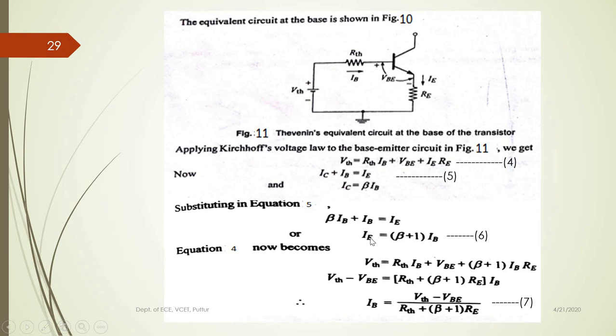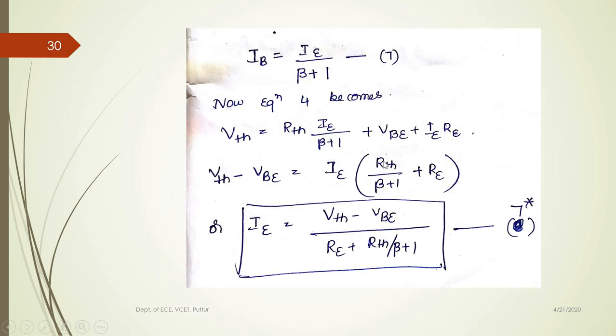Similarly, you can obtain the expression for IE. Wherever IB is there, substitute IB in terms of IE. So what is that? IB is equal to IE divided by beta plus 1. Substitute in the fourth equation. At that time, you will be getting the equation for IE. See, IB as IE by beta plus 1.